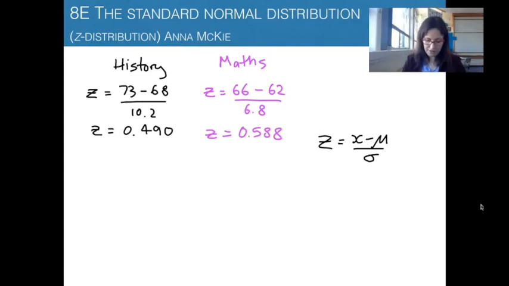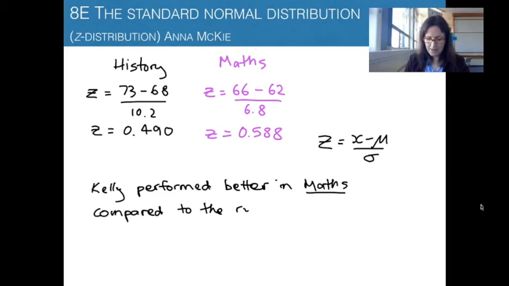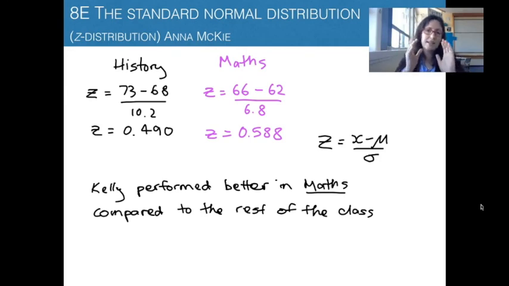So we finished that off with a sentence. It asked us in which class did she perform better. So Kelly performed better in maths compared to the rest of the class. I hope that's a quick introduction to Z scores, and it's quite handy to have that graph to visually anticipate what Z scores you're going to get.